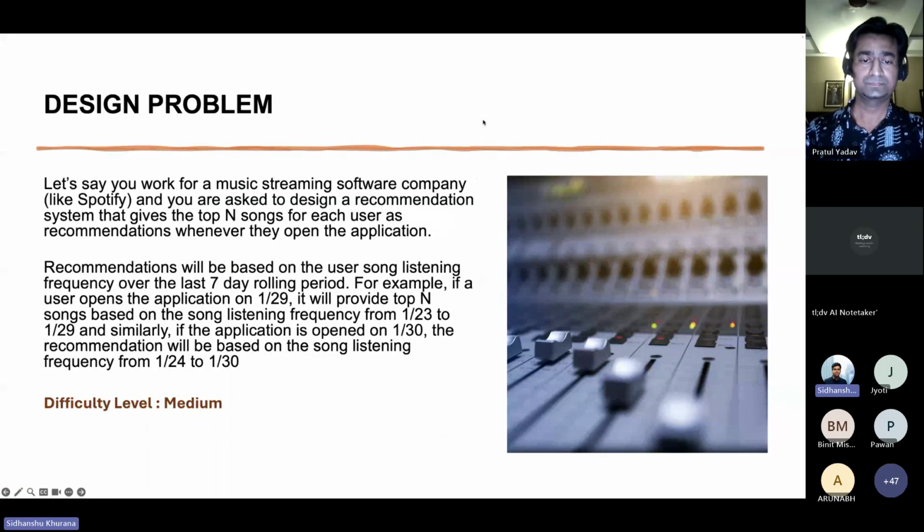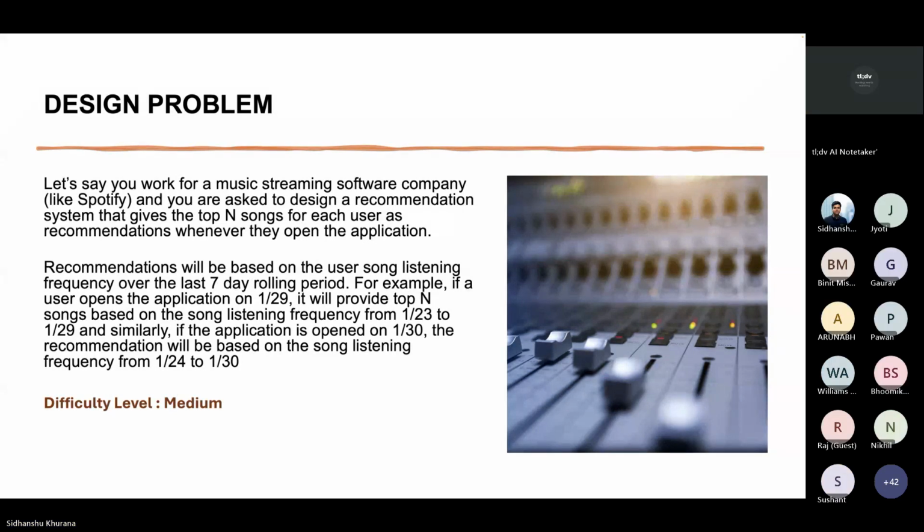Okay, let's jump into the design problem that we'll be solving today. So let's say you work for a music streaming software company like Spotify, and you are asked to design a recommendation system that gets top N songs for each user as recommendations whenever they open their application.